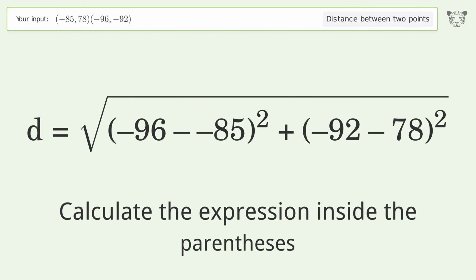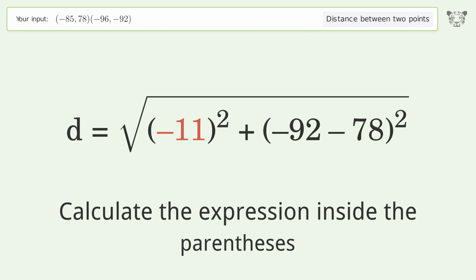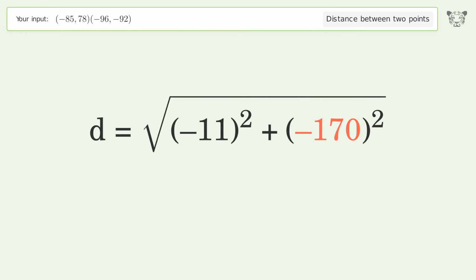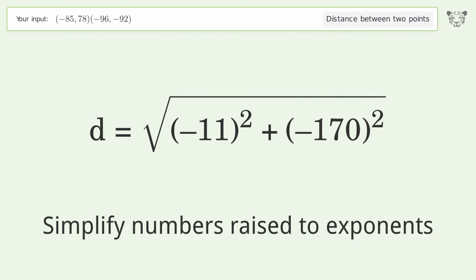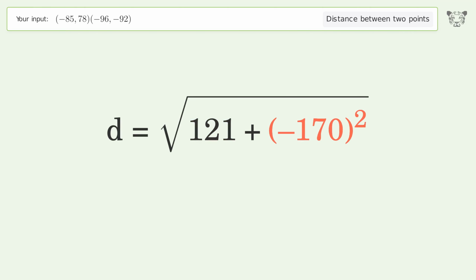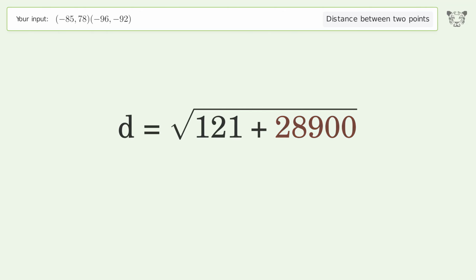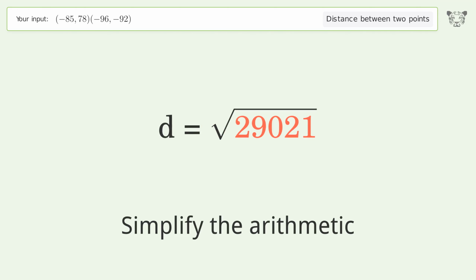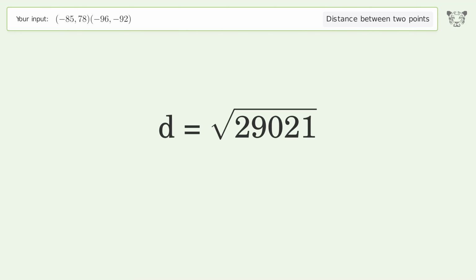Calculate the expression inside the parentheses. Simplify numbers raised to exponents. Simplify the arithmetic. And so the distance between the 2 points is the square root of 29,021, or 170.356.